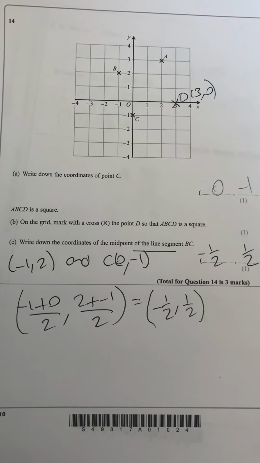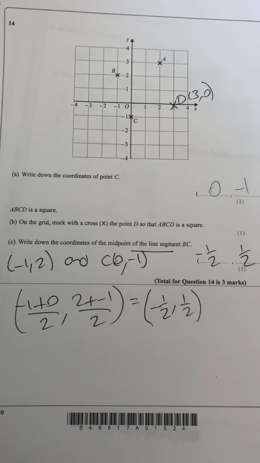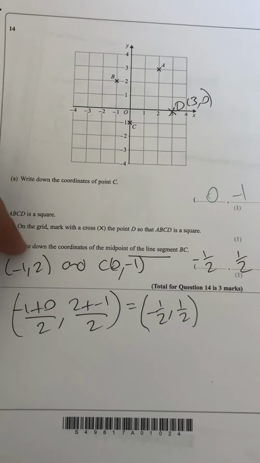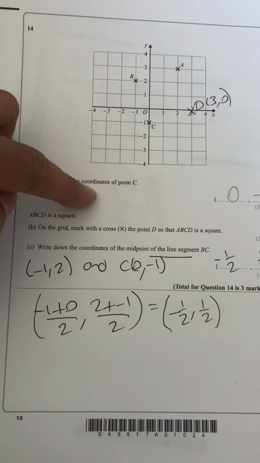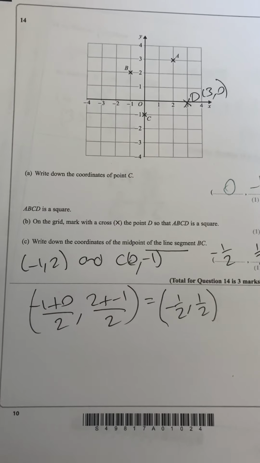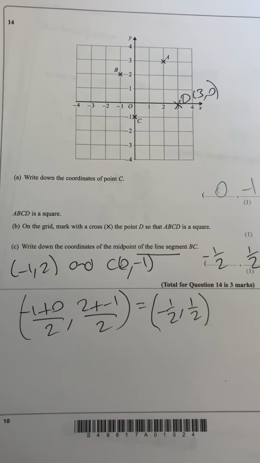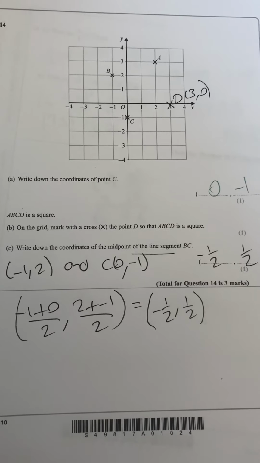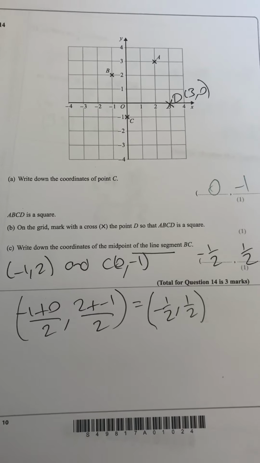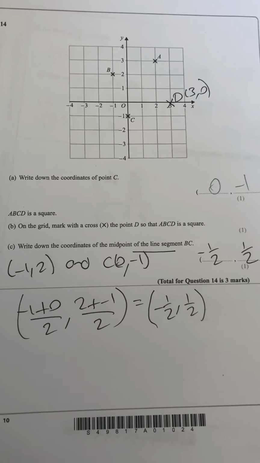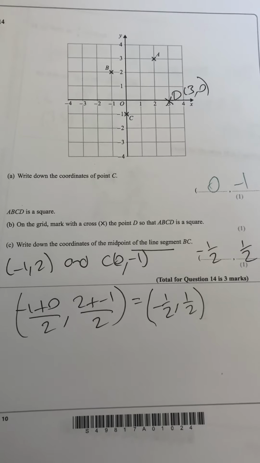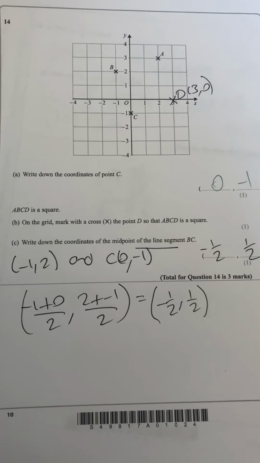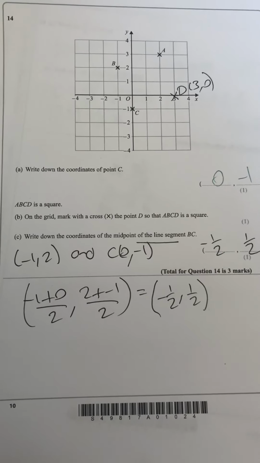Part C, write down the coordinates of the midpoint of the line segment BC. Well, B has coordinates -1, 2, and C has coordinates 0, -1. So for the midpoint, I add my x coordinates together and divide by 2, and then add my y coordinates together and divide by 2. So I get -1 plus 0 over 2 for the x, so minus a half, and then I get a half for the y coordinate. So that is my answer for that, guys.